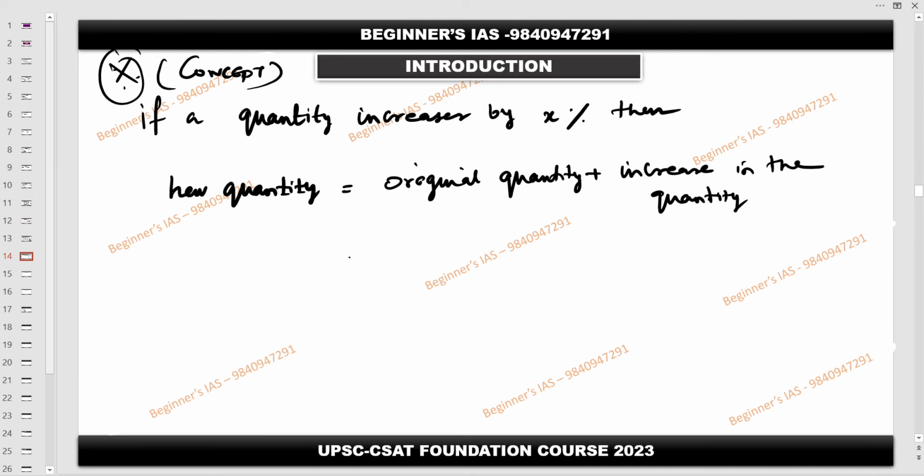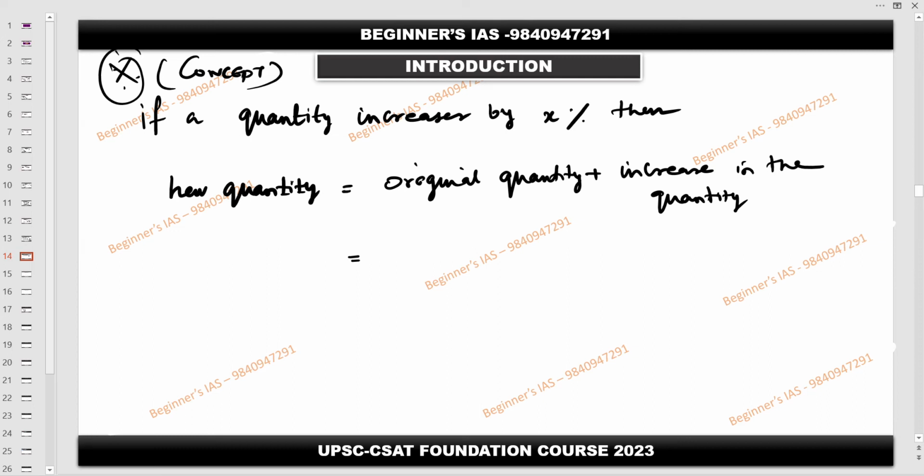So therefore, always remember, suppose 25 percentage is increase. If your quantity increases by 25 percentage, then the new quantity is 125. 125. Everyone understood? Yes, sir.